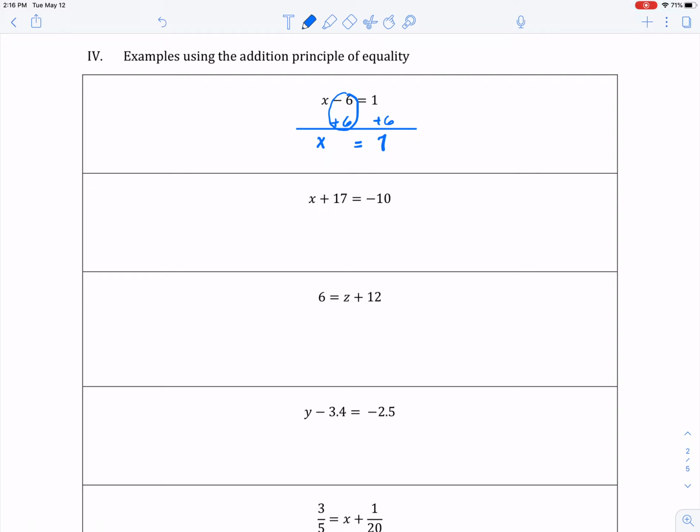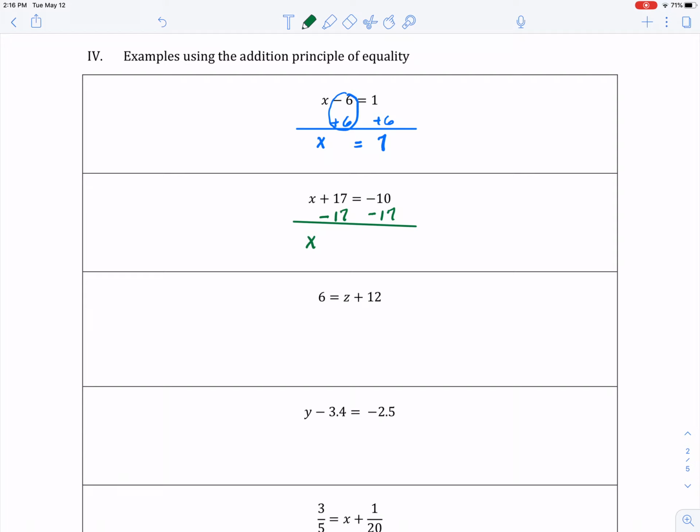I have the equation in the form, positive 1 in front of the variable equals a number. In the second example, I see the variable term x, and sitting on that left side with it is a positive 17. My goal is to isolate that x term. So I'm going to use the opposite of adding 17. I'm going to subtract 17.